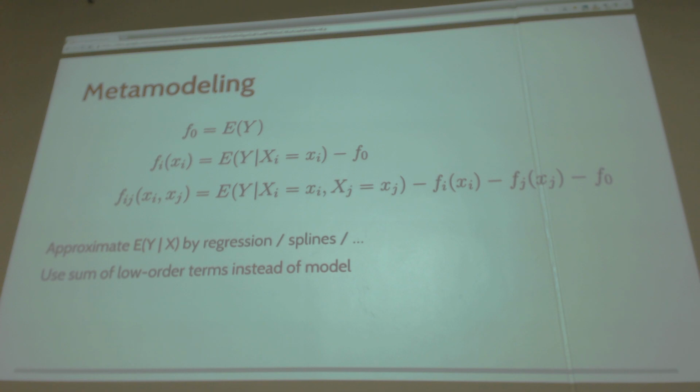So another thing about it is that if you have decomposed the model into such a representation, then if the higher order terms are small, you can throw them away, and basically you can approximate the model by just taking a sum of the lower order terms. And here's what that gives you. You can approximate those functions using regression or splines or something else. For example, it may take me 1,000 model executions to compute those approximations and to get some approximations of these functions fi and fij.